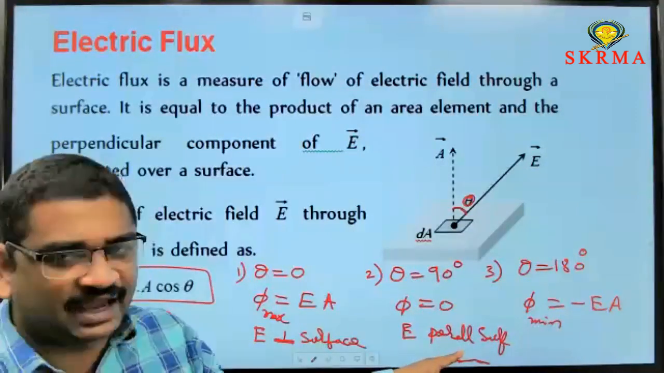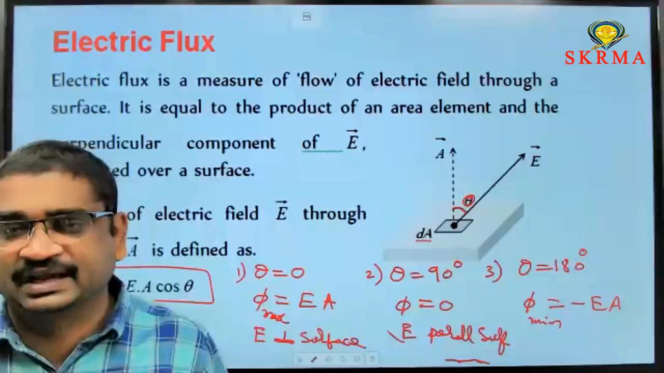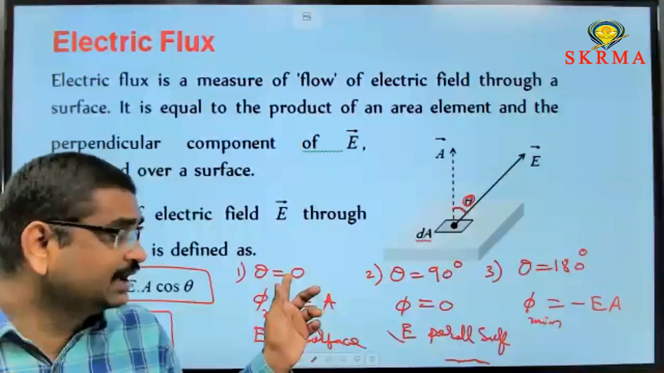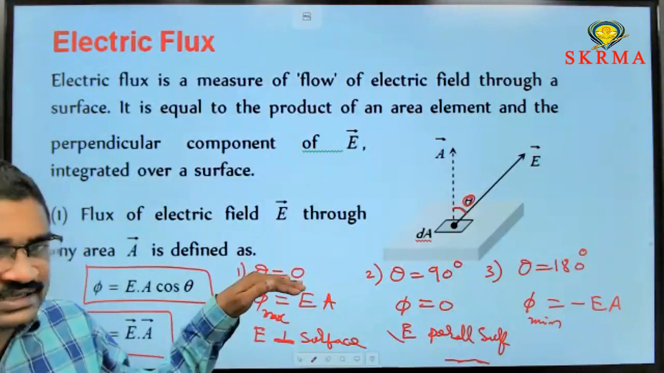Here 90 is there, but I am writing here parallel. If there is an angle between the electric field and the surface, that is different from theta. This angle is different from theta. So remember this one. So ikkada verega rastunam.